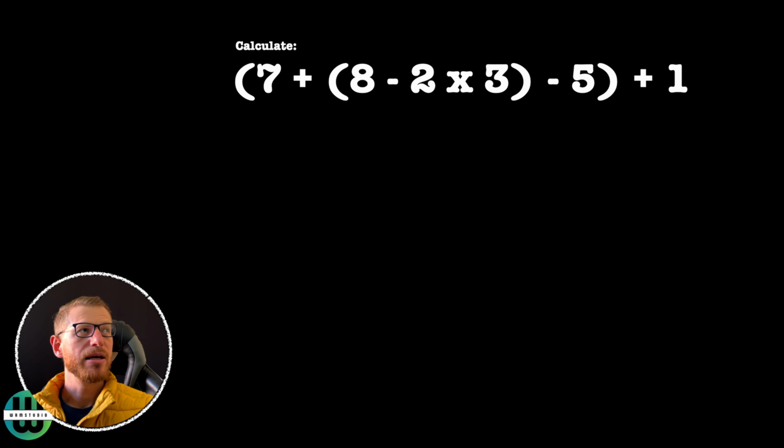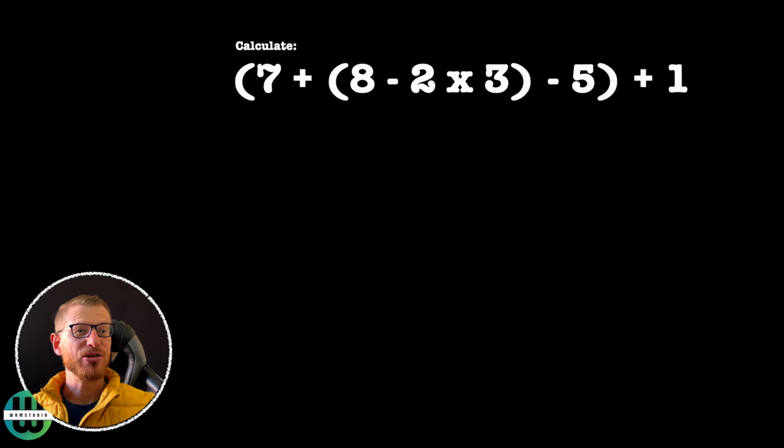Next up, let's calculate, in brackets, everything in brackets, 7 plus, now I've got a nested bracket. Inside the nested bracket, I have 8 minus 2 times 3. And then outside of the nested bracket, I've got minus 5. And then everything in the big bracket. And then outside of that big bracket, I've got plus 1. So here we have an example of a nested bracket setup.